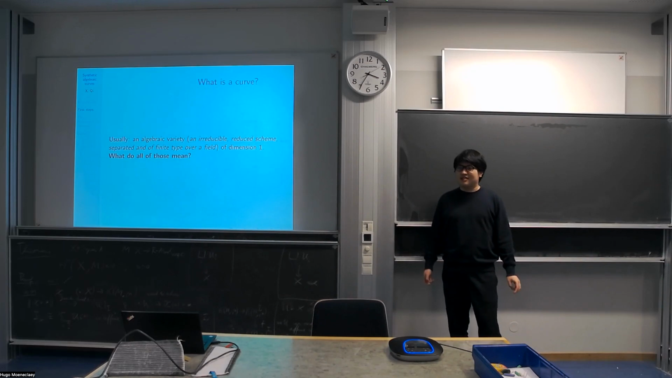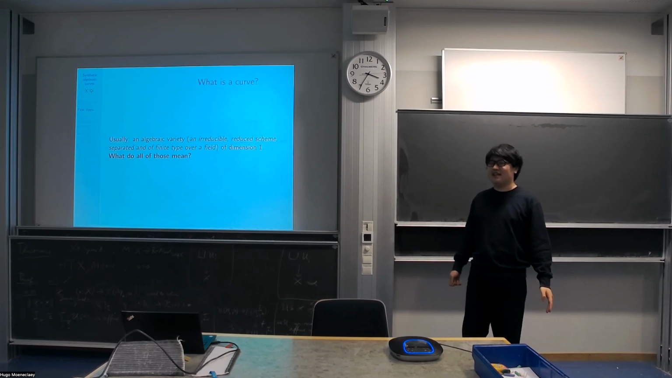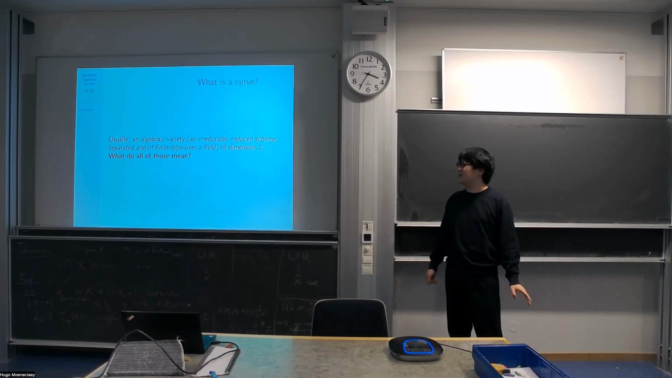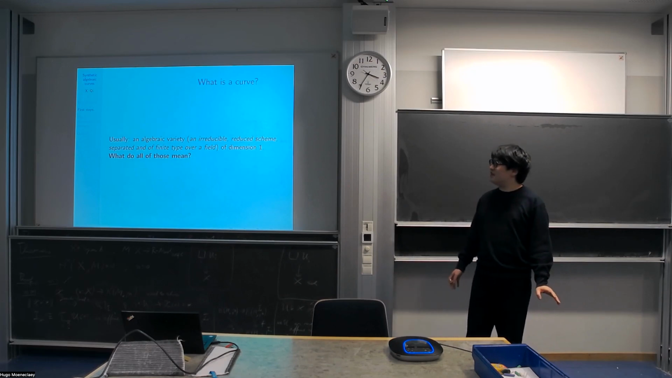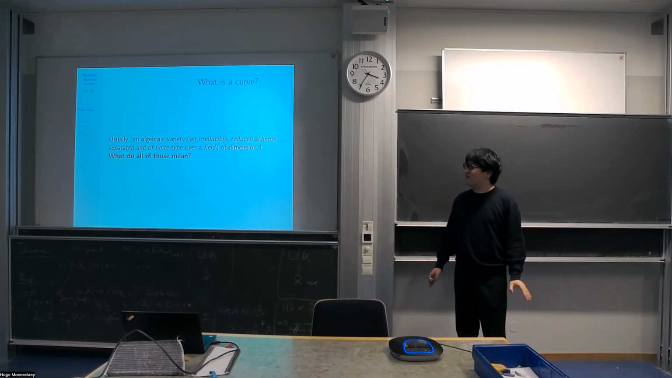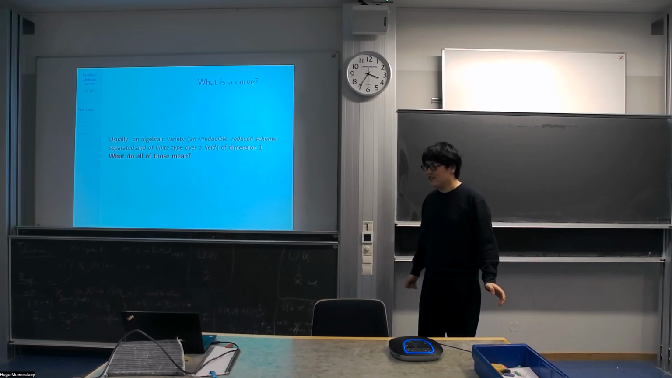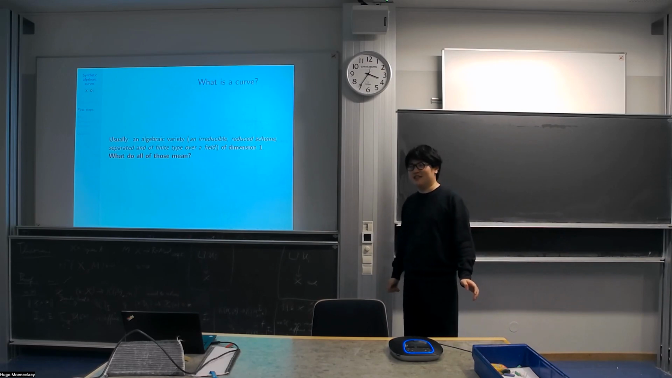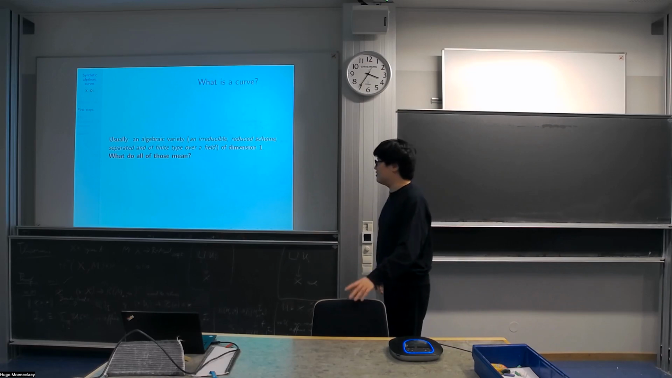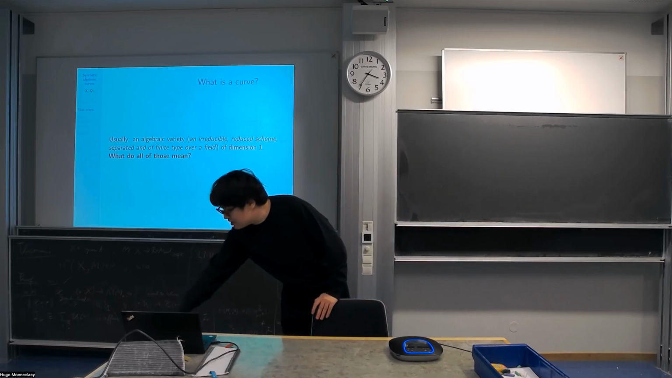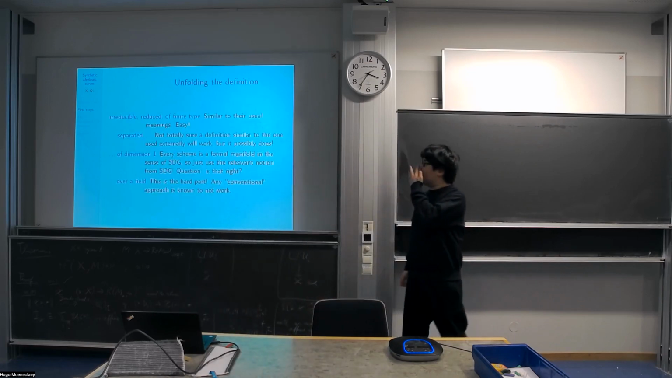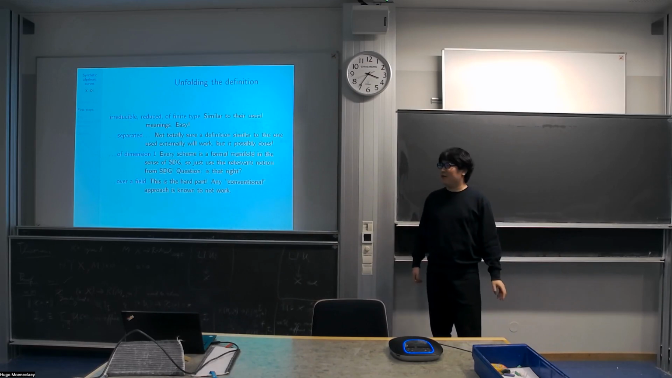So let's first define a curve, of course. So usually a curve is defined as an algebraic variety, which is an irreducible reduced scheme, and which is separated and of finite type over a field of dimension 1. So this is actually a pretty long definition for something that is supposed to be so simple. So how can we define them?